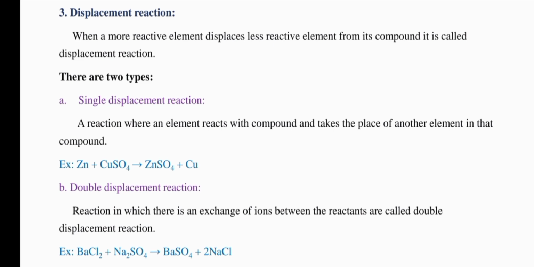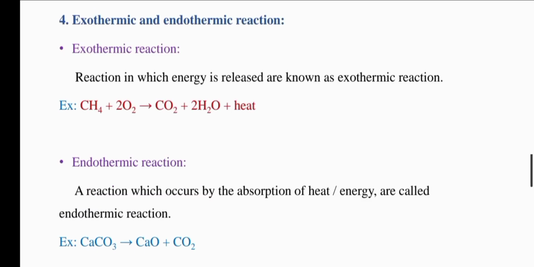Second one, double displacement reaction. A reaction in which there is an exchange of ions between the reactants is called a double displacement reaction. Example, barium chloride reacts with sodium sulfate. It forms barium sulfate and sodium chloride. Fourth type of chemical reaction is exothermic and endothermic reaction.